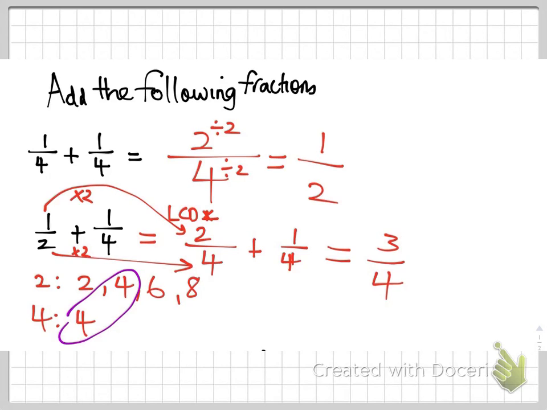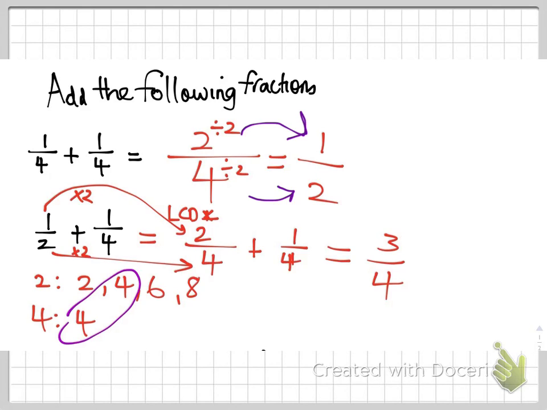But 2 over 4 can be simplified because I know that 2 can go both into the numerator and the denominator. So 2 divided by 2 gives me 1, and 4 divided by 2 gives me 2. So basically I've got an answer of half, which is the same as saying quarter pizza plus quarter pizza is half a pizza.